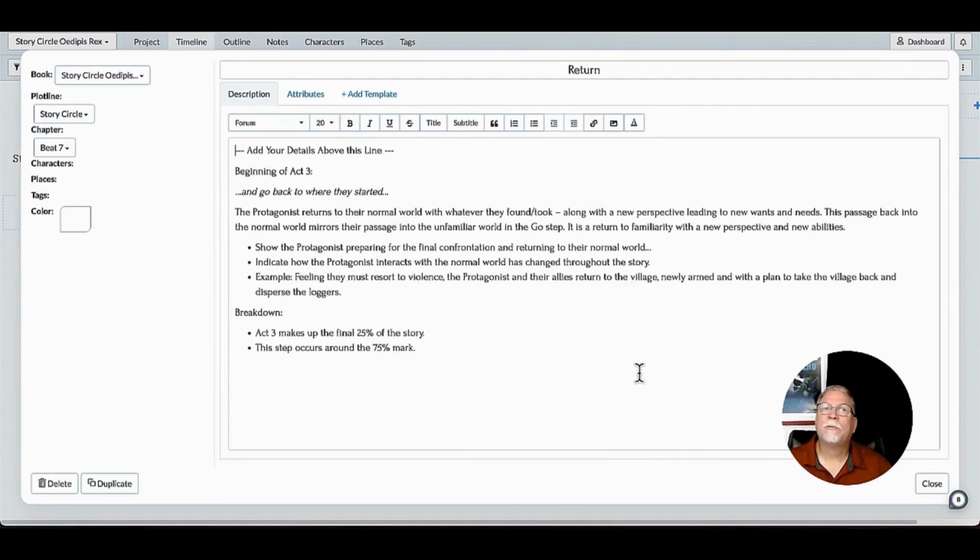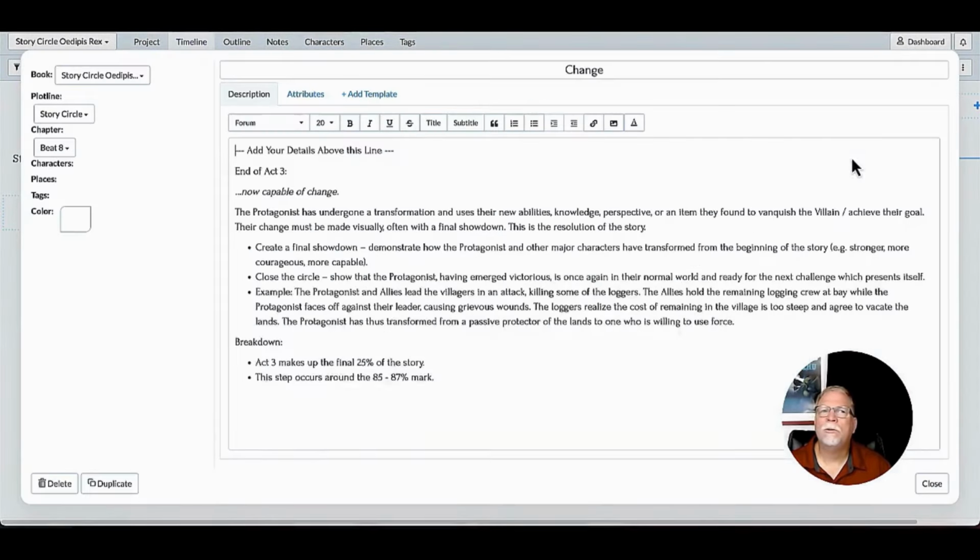Return is where the protagonist returns to their normal world with whatever they found or took, along with a new perspective, which leads to new wants and needs. This passage back into the normal world mirrors their passage into the unfamiliar world in the go step. It's a return to familiarity but with a new perspective and new abilities. Those things mean that they have to take action.